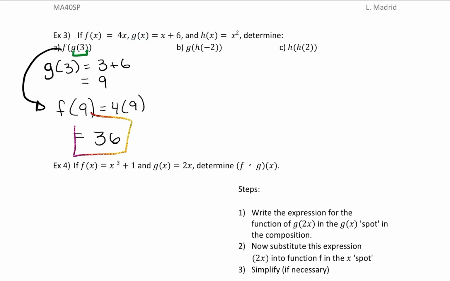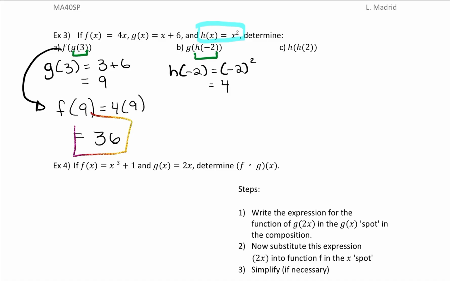All right, let's look at b. For b, we're starting with h of -2. So take your h of x equation. h of -2 is -2 squared. Make sure the -2 is in a bracket. This gives us a positive answer of 4.